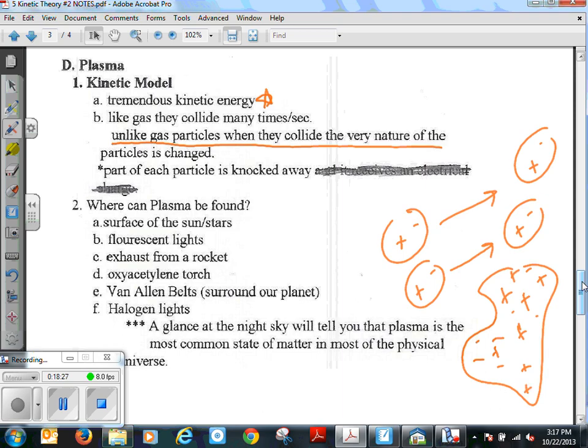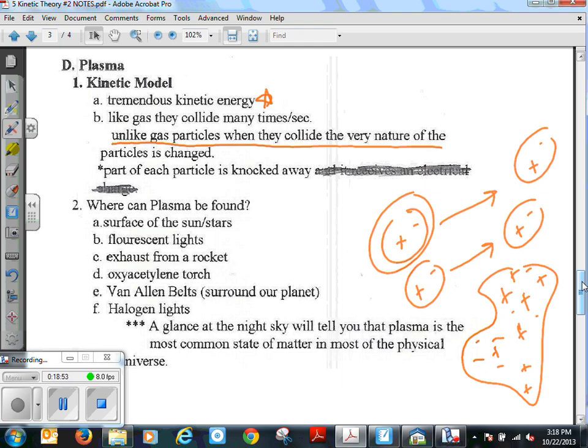nuclei and electrons that aren't bound securely to each other. So plasma is kind of like a sea of negativity with protons moving around in it. Whereas in a gas, the actual atoms stick together with their protons and electrons, or nucleus and electrons. I say protons, but there are also neutrons in the nucleus.